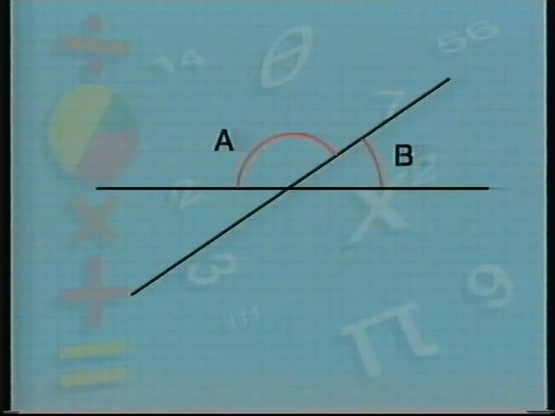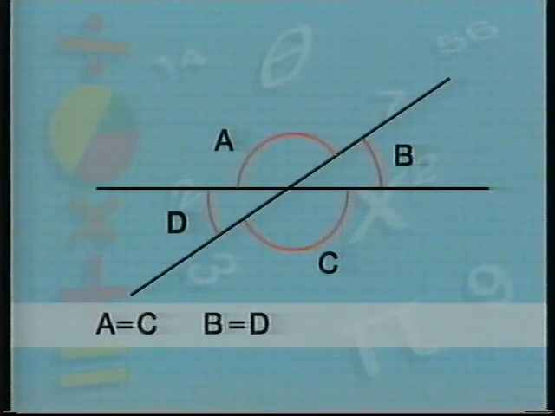Angles are made when lines cross one another. Where a pair of lines cross, 4 angles are made. The opposite angles have equal numbers of degrees. So A is the same size as C, and B is exactly the same size as D.